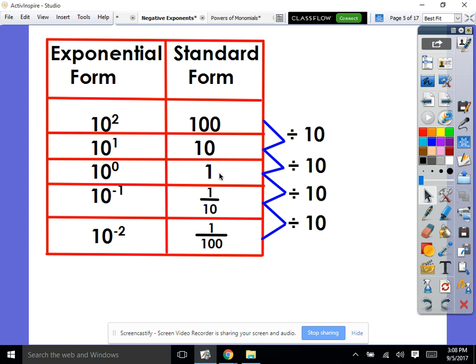So 10 divided by 10 is 1. 1 divided by 10 is 1/10. 1/10 divided by 10 is 1/100th. So I want you to look at this table and see if you can come up with a pattern looking at the exponents and looking at the standard form of that exponential expression. And we'll talk about that tomorrow.